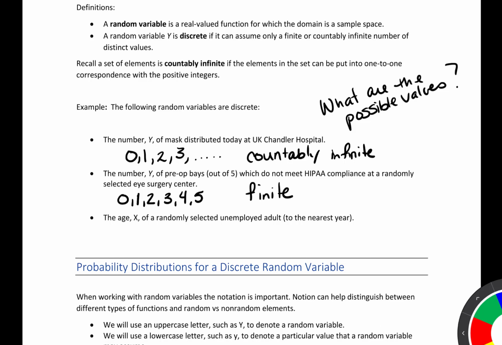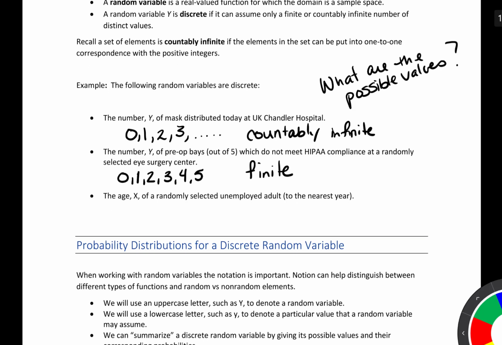And then the age X of a randomly selected unemployed adult to the nearest year. If we're only considering adults, the lowest age we could have is 18. A person could be 19, all the way up to whoever the oldest living human being is. Off the top of my head, I'm not sure what that is, so let's just pick some large number. We'll say up to 115 years old. And again, this one is going to be finite.